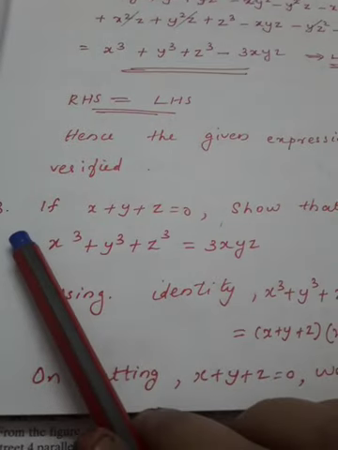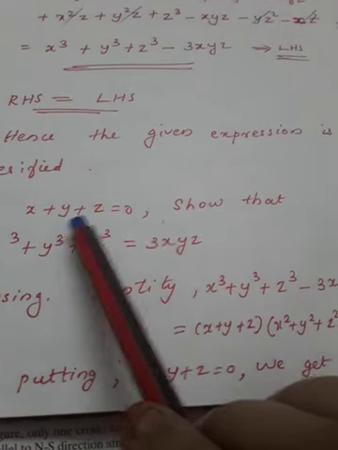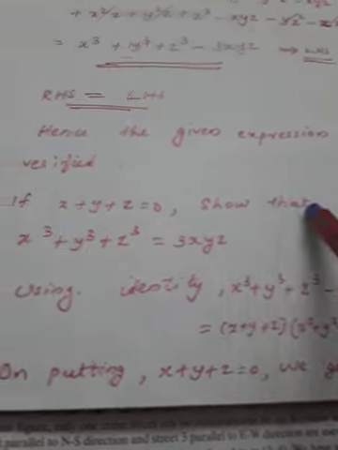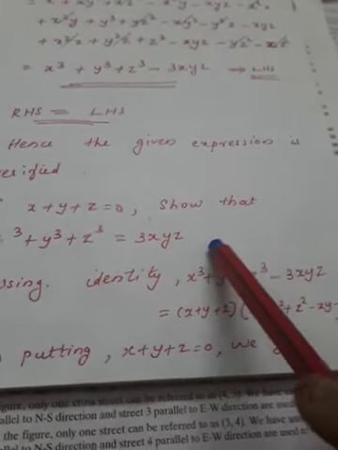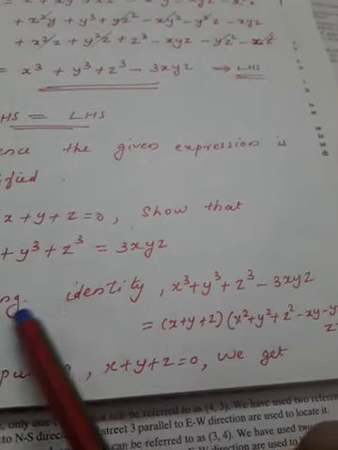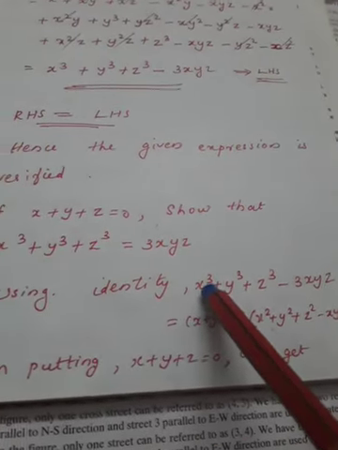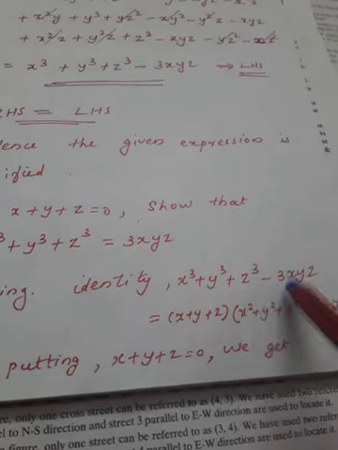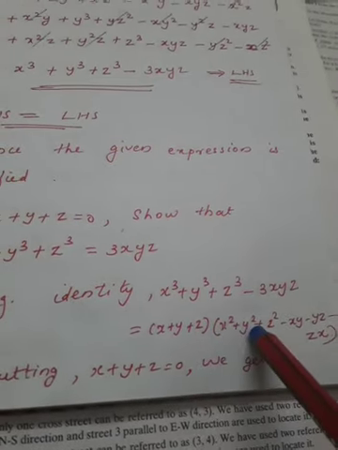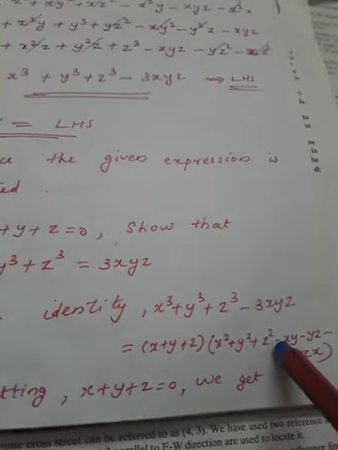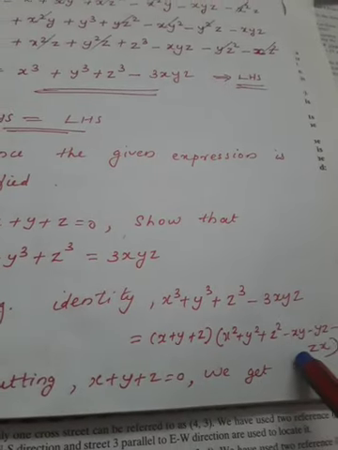Now the next question is question number 13. If x plus y plus z equals 0, show that x cube plus y cube plus z cube equals 3xyz. So here we need to use the identity x cube plus y cube plus z cube minus 3xyz equals x plus y plus z into x square plus y square plus z square minus xy minus yz minus zx. This identity we need to use.